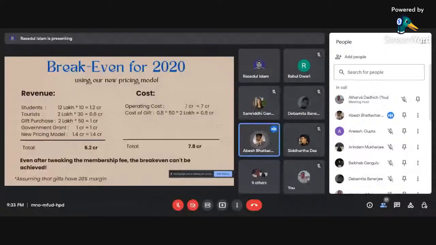the cost price of one gift made by the museum, made by the Arts Foundation, amounts up to 0.8 CR. So we get a total of 7.8 CR. So even after tweaking the membership fee, we can see that the break-even can't be achieved. Rasidul, the next slide.